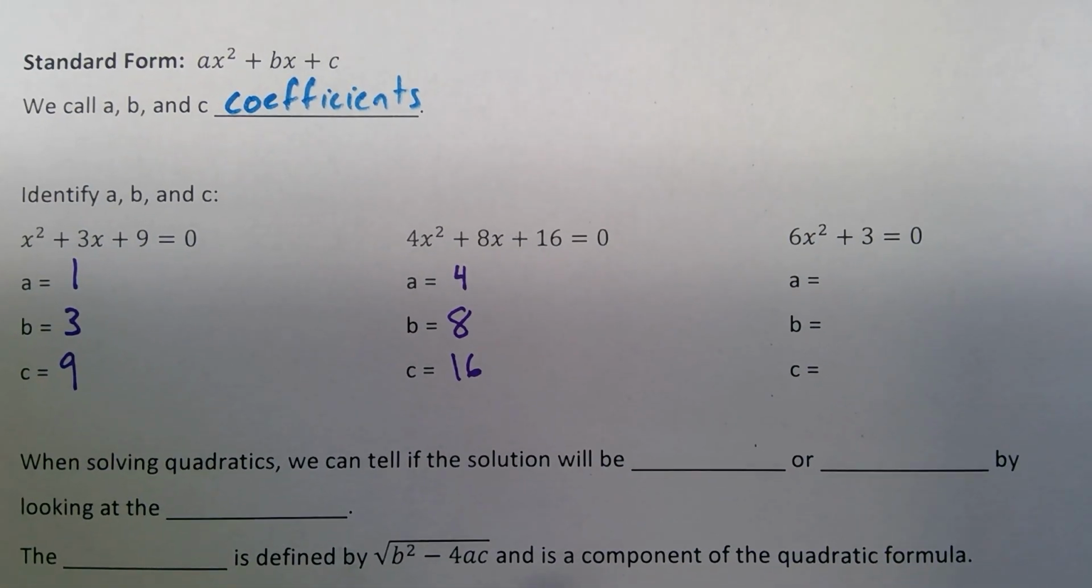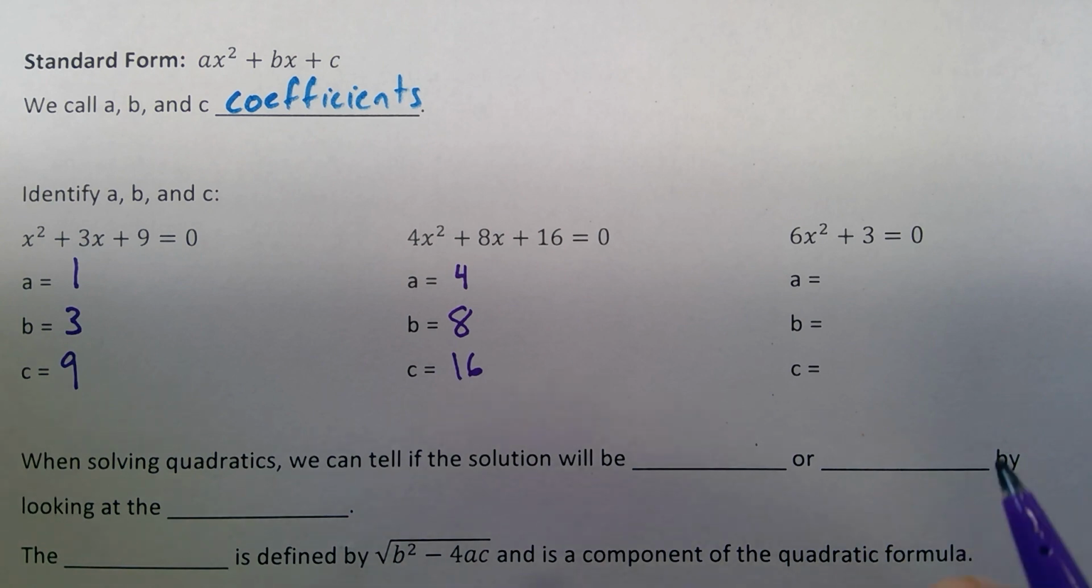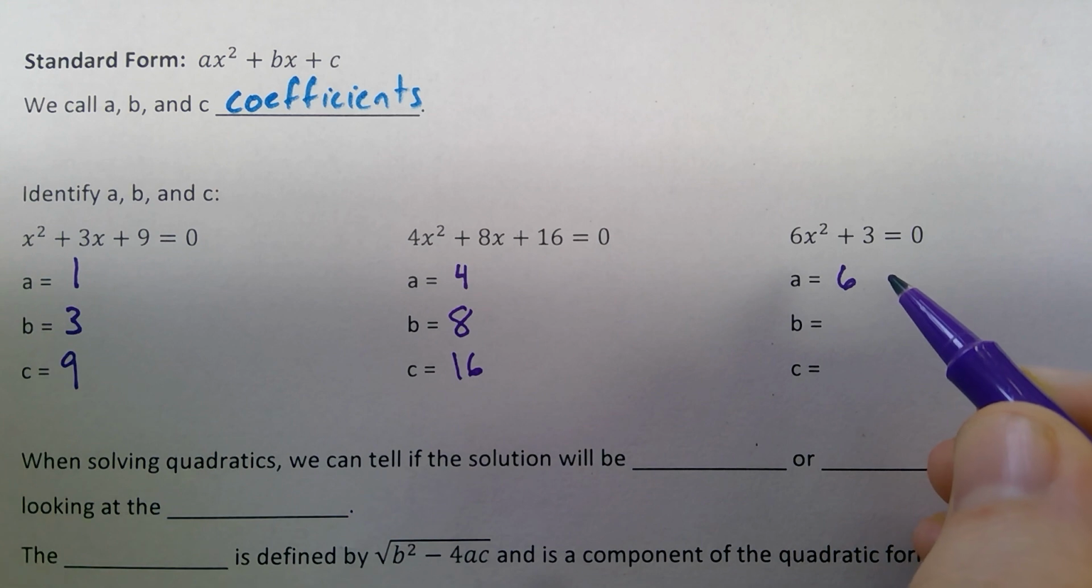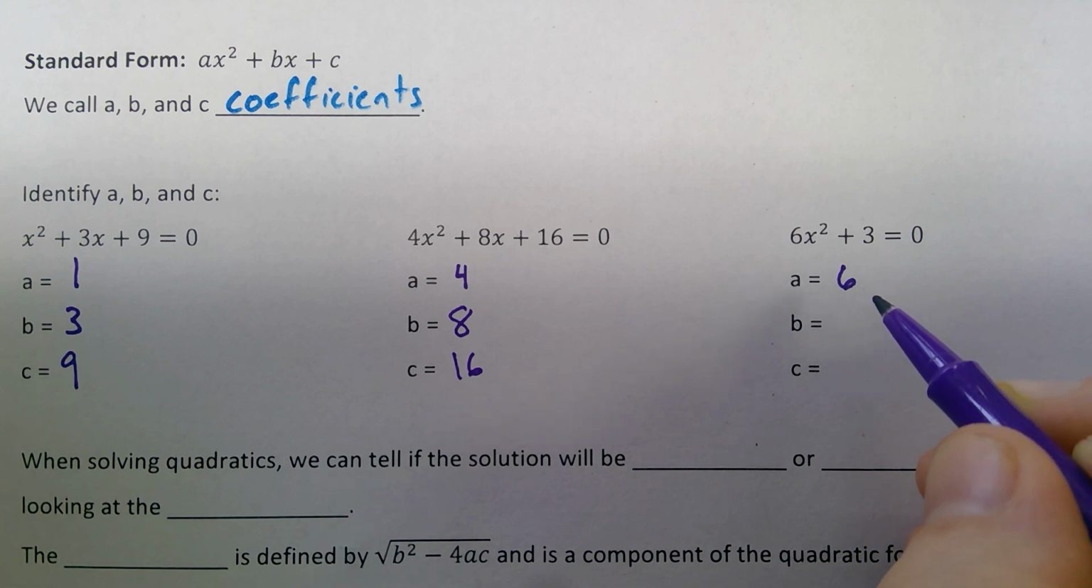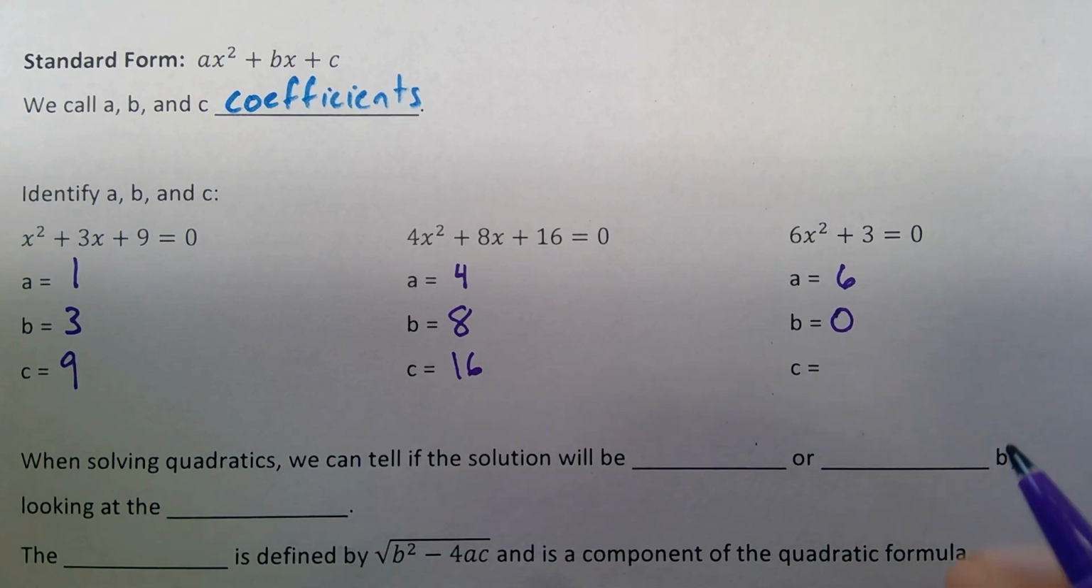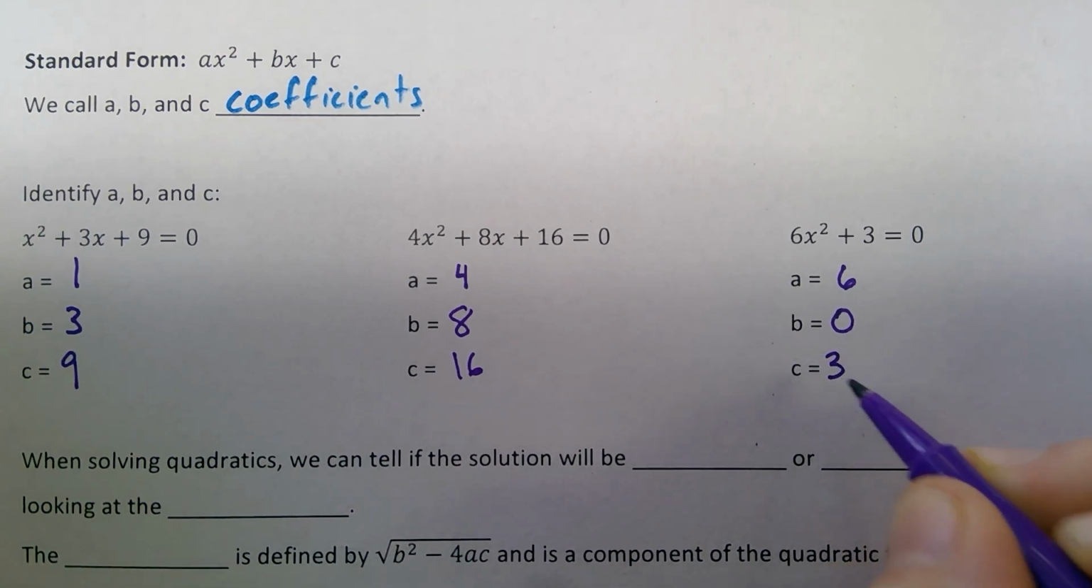Now our last one here, we have 6x squared plus 3 equals 0. So in front of the x squared, we have 6. Now we don't have any x's, which means the number in front of x is 0. And then C is going to be 3.